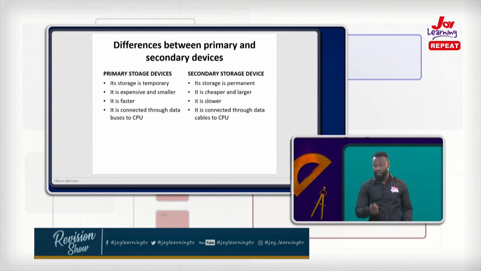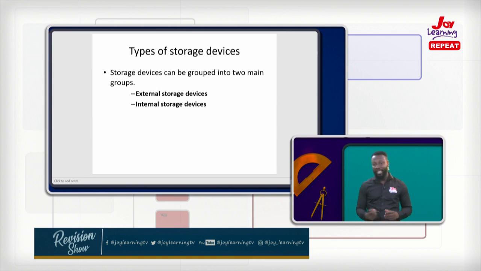The CD-ROM is an example of a secondary storage device, where when we save or store information on a CD-ROM, it is permanent, unless maybe you destroy the data, or you clear it and put other data on it. So these are some few examples, but don't worry, when you call in, I'll ask you to give me one example. Okay, now let's look at the types of storage device.